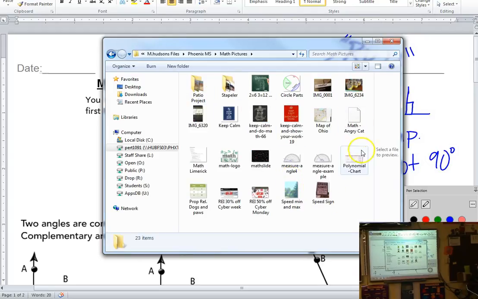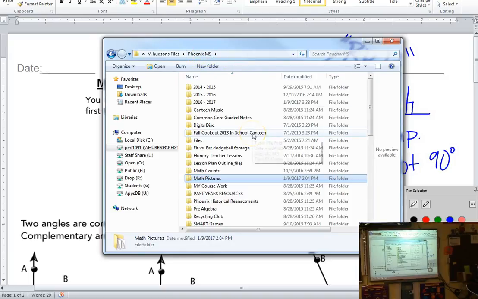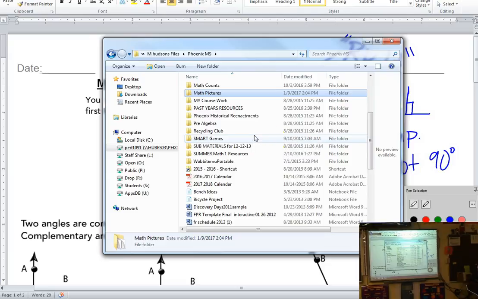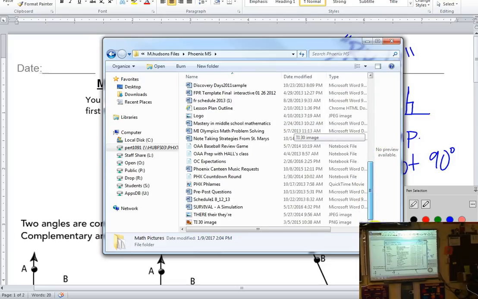I do not have that picture easily available. I'll try to find it, show it to you guys tomorrow. It's going to take me a minute to figure out where it is. Then you have 1 minute.